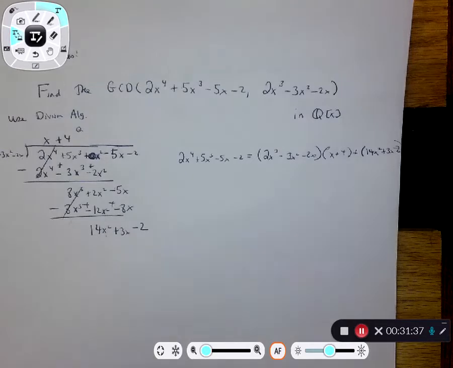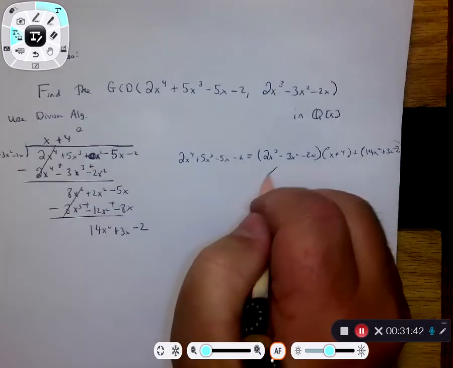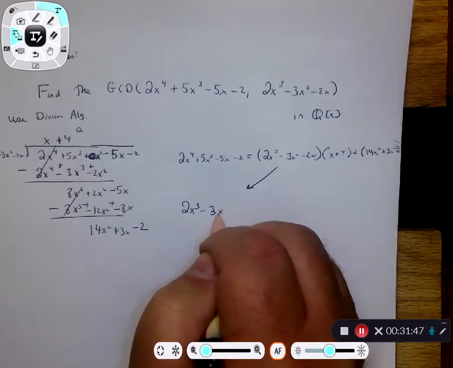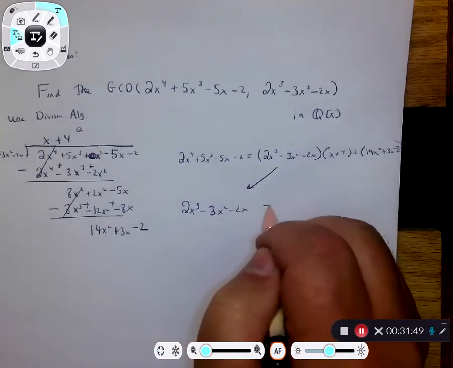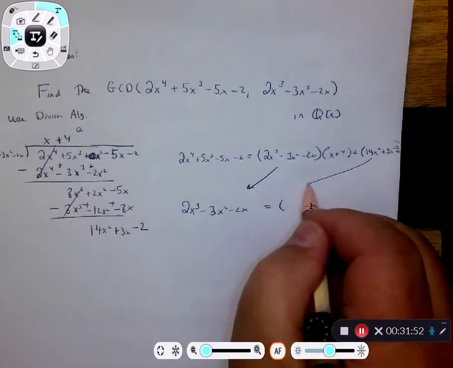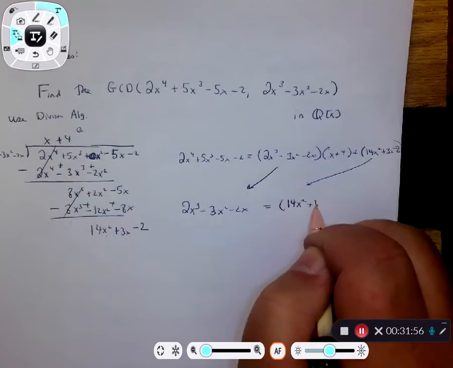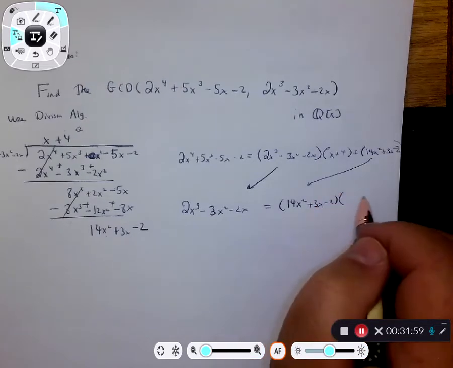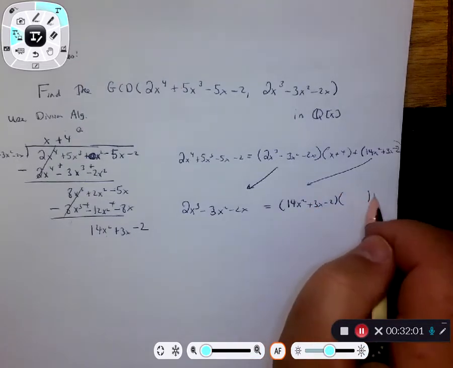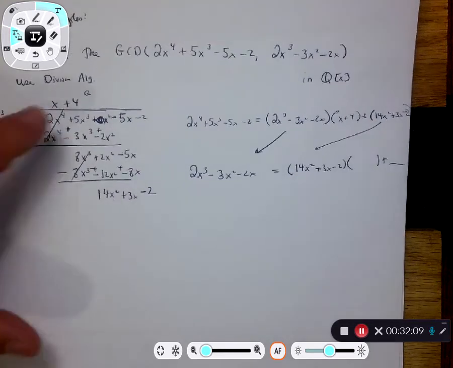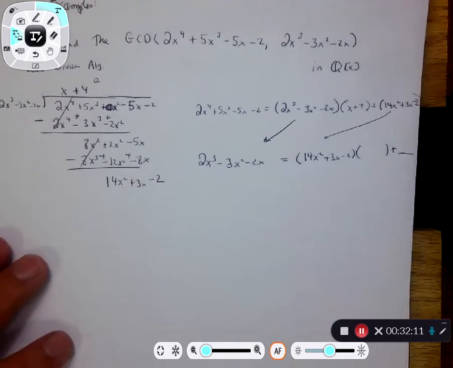Now, remember your division algorithm. You're going to do this shift. So your divisor becomes the dividend. This is 2x cubed minus 3x squared minus 2x. That will be equal to, your remainder becomes your divisor, 14x squared plus 3x minus 2, and then you have to find a new quotient plus a new remainder. So now we're going to come over here and do some more long division. I'm doing my long division on the left side of my paper so you guys can see this.